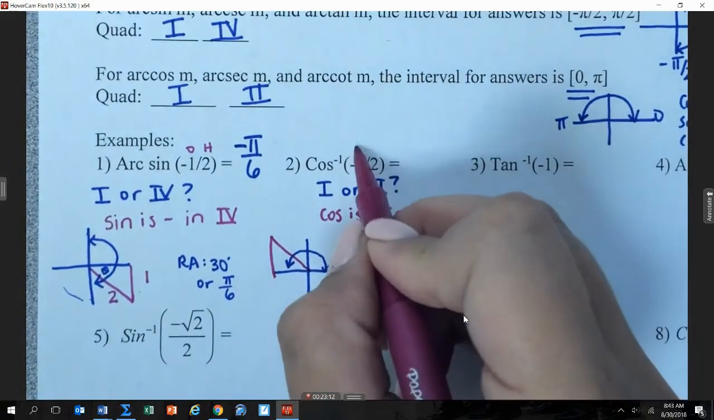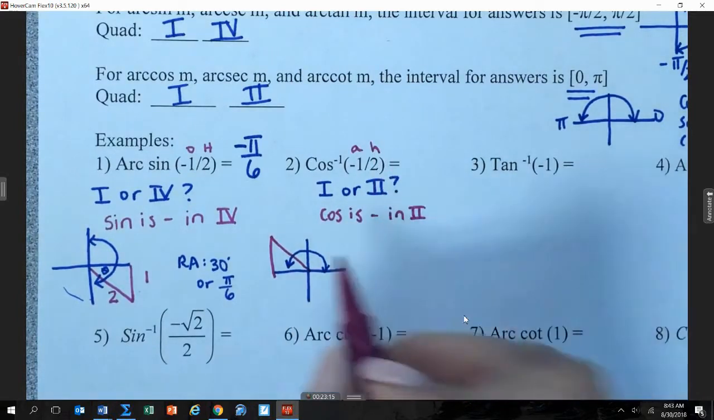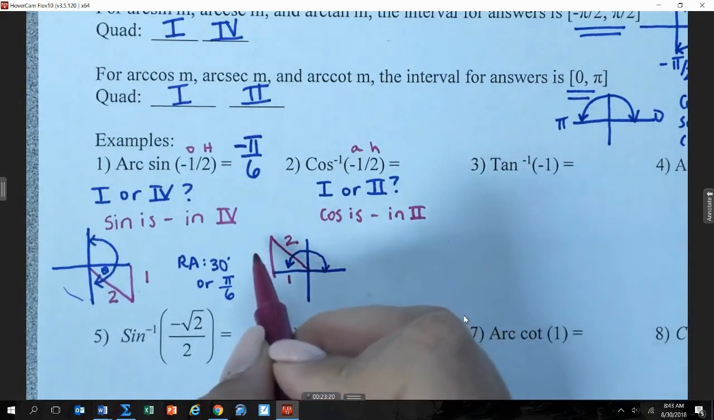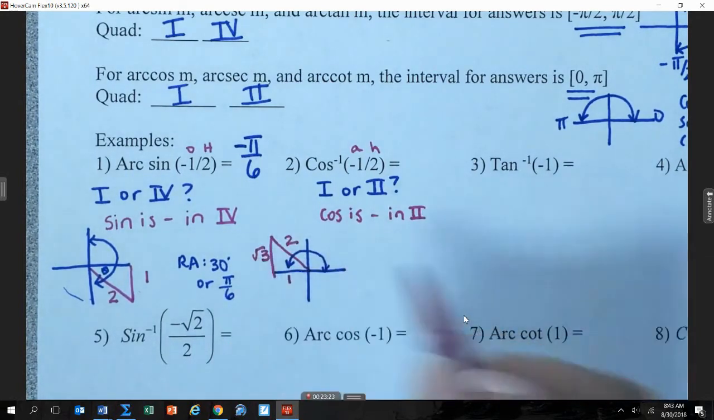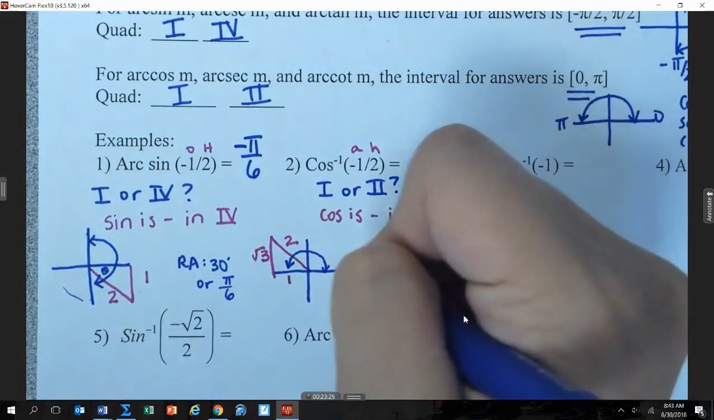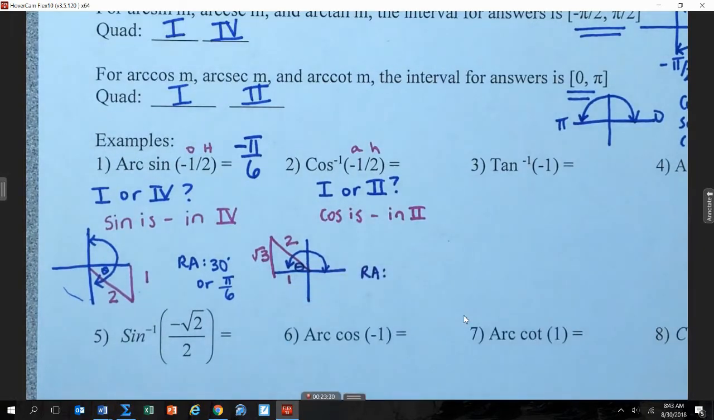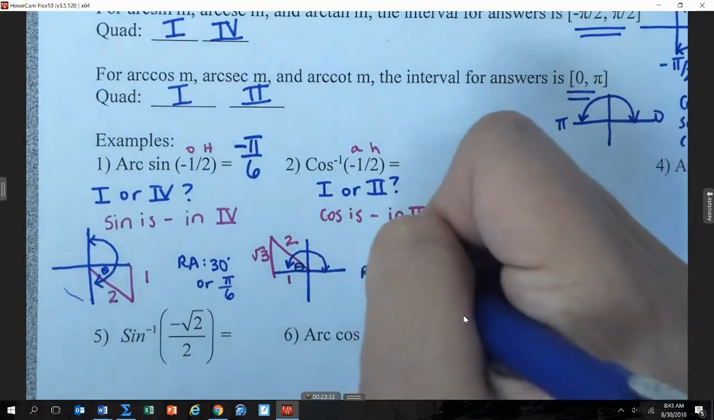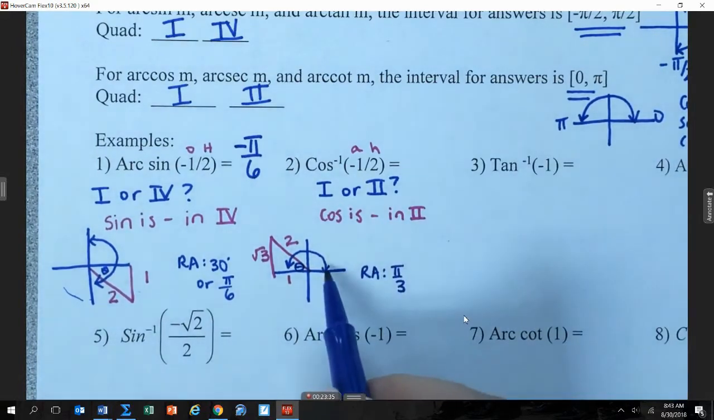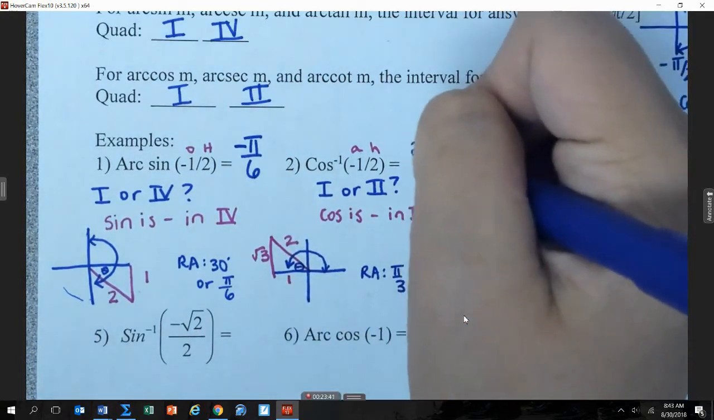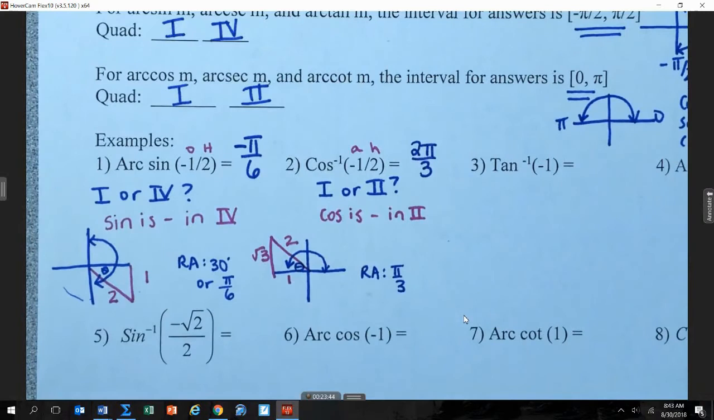It tells me my adjacent length is 1 and my hypotenuse is a length of 2. That would leave the remaining side to be a length of square root 3. So what is my reference angle here? Across from square root of 3, 60 degrees, or pi over 3. The terminal side for that triangle is in the second quadrant, so that should be 2 pi over 3. Does 2 pi over 3 fall within the interval from 0 to pi? Yeah, so you're good to go there.